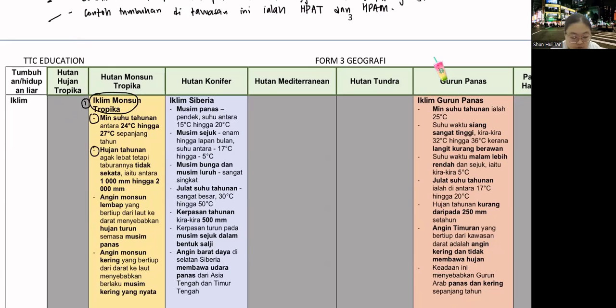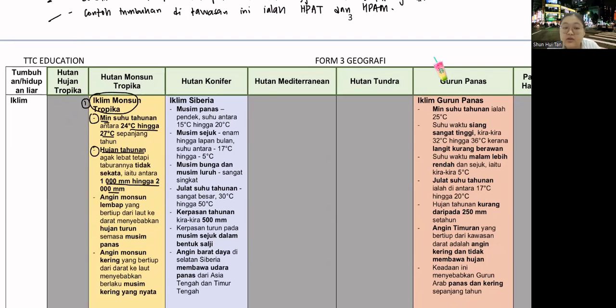So, iklim monsun tropika, mean suhu. What is mean again? Mean means average. They have an average of 24 to 27 degrees Celsius. All right. And with the rain, 1,000 to 2,000. This is normally how you gain your 2 marks or 3 marks. 2 marks is for the value, 3 marks means come with the name.